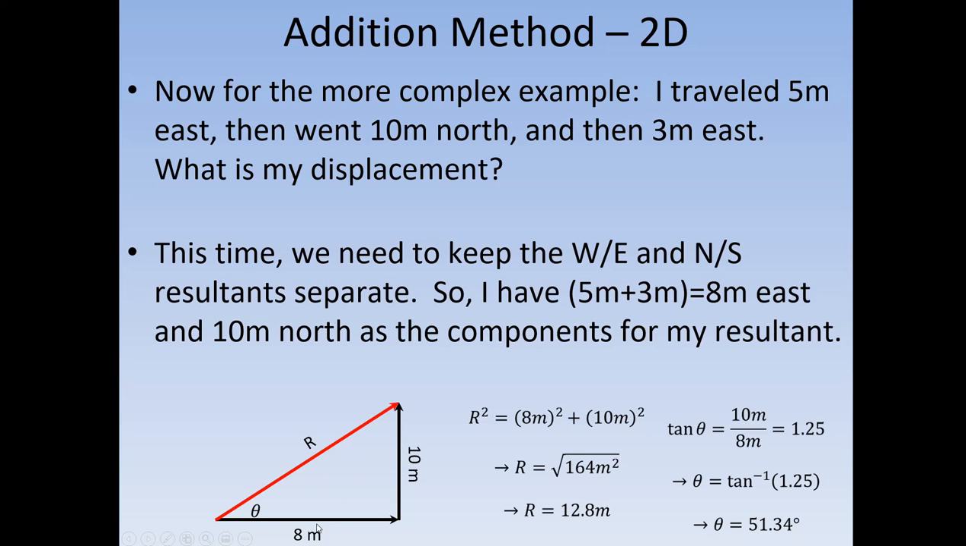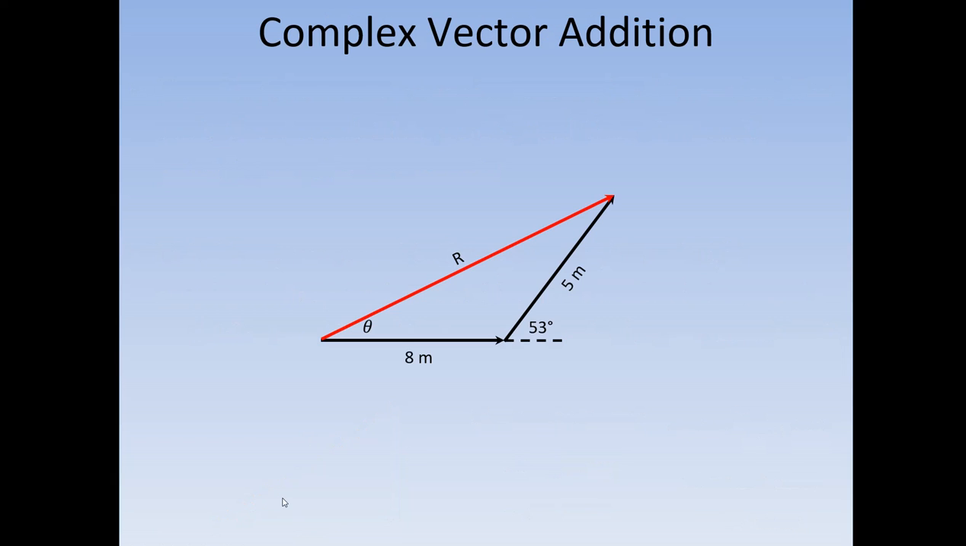So 10 over 8. 10 over 8 is 1.25. To solve for the angle theta, I have to do the inverse tan. So I have to move the tangent over and do inverse tan of that 1.25. And if my calculator is in degree mode, you'll end up getting 51.34 degrees. All right, so here we have our magnitude and the angle direction with respect to the horizontal. So that's how you use the addition method when you have two dimensions.